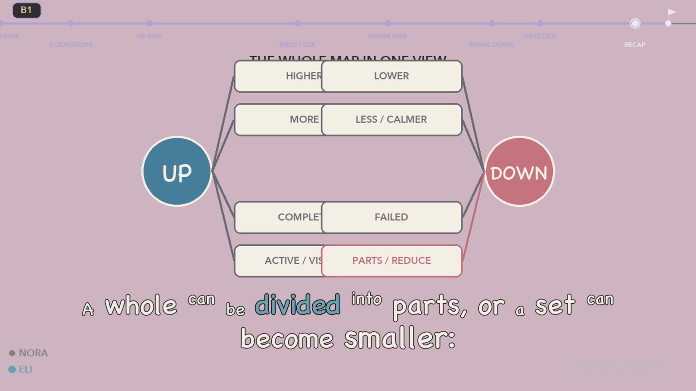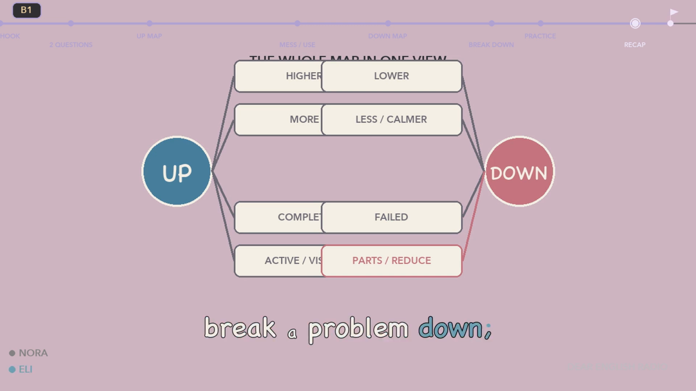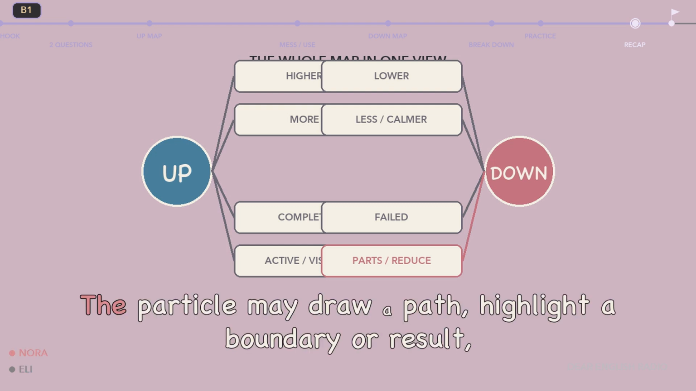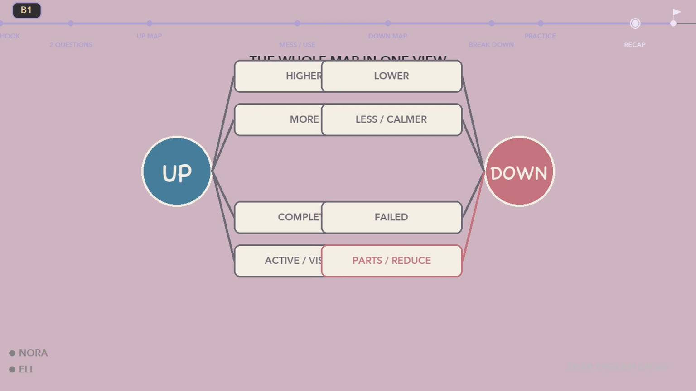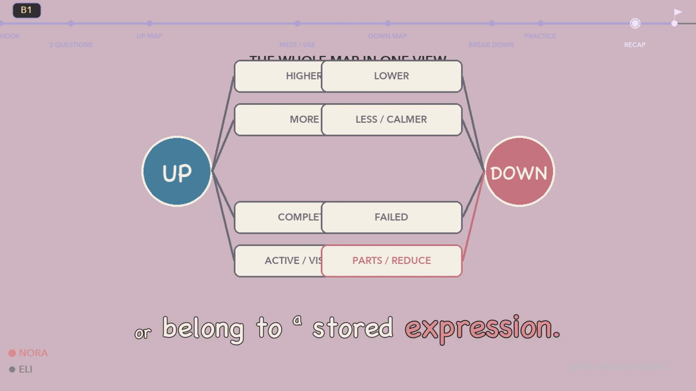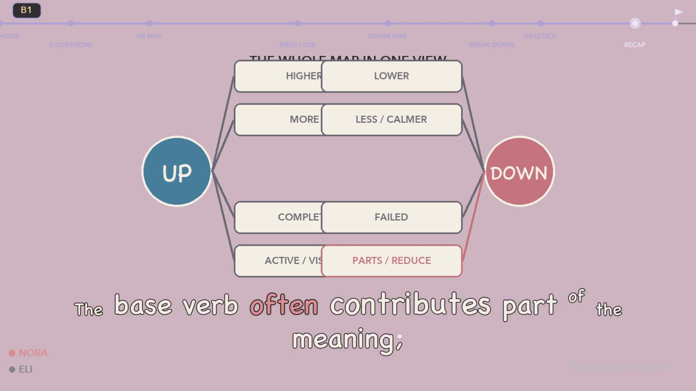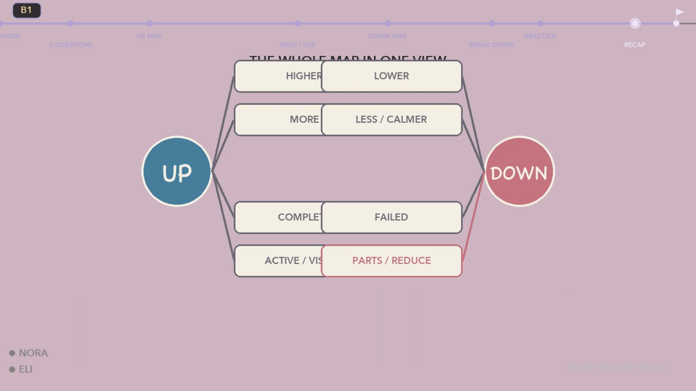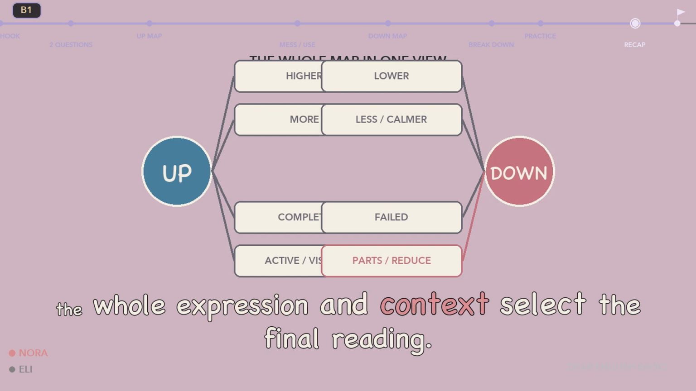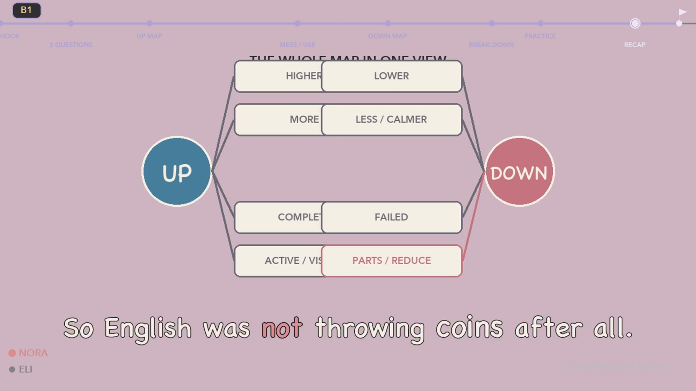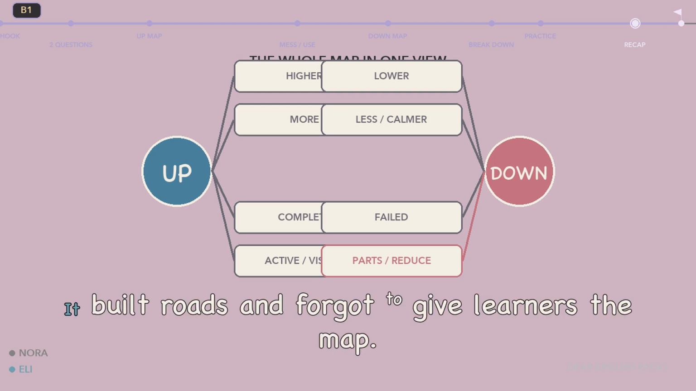A whole can be divided into parts, or a set can become smaller. Break a problem down, narrow the list down. The particle may draw a path, highlight a boundary or result, or belong to a stored expression. The base verb often contributes part of the meaning. The whole expression and context select the final reading. So English was not throwing coins after all. No, it built roads and forgot to give learners the map.